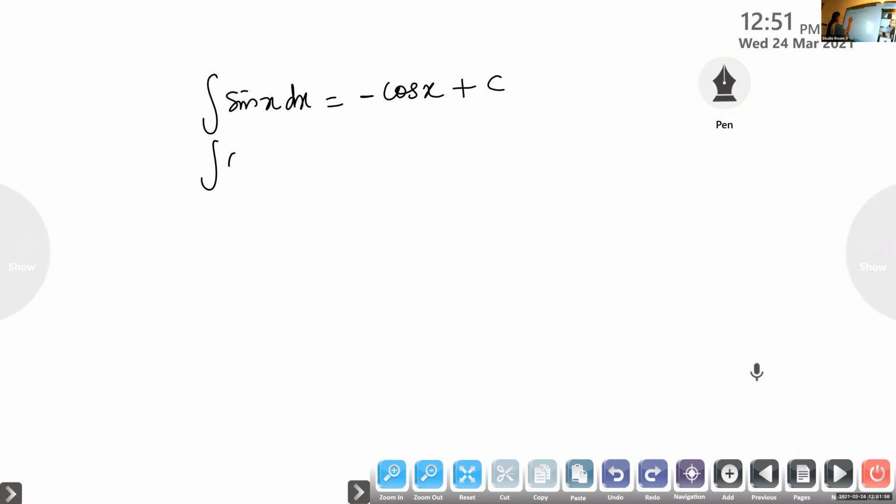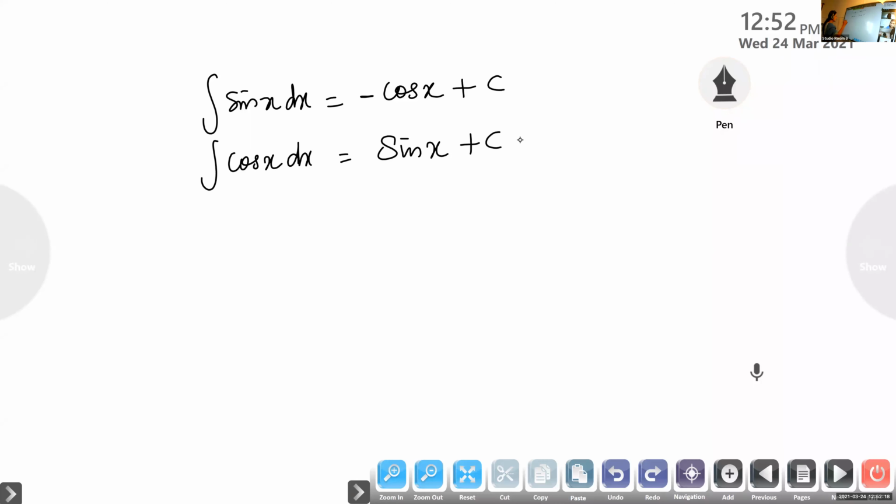What is the integral of cos x? You said the formulas are there, Shubham. I told you that the formula is there in the formula booklet. Look at it and learn it. What is the integral of cos x? Sin x plus c.